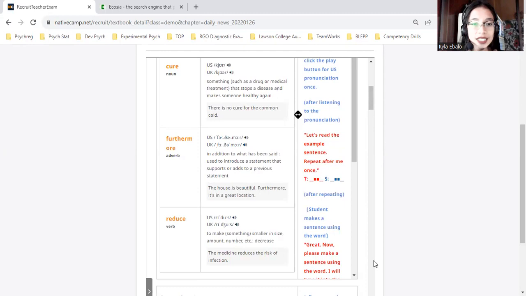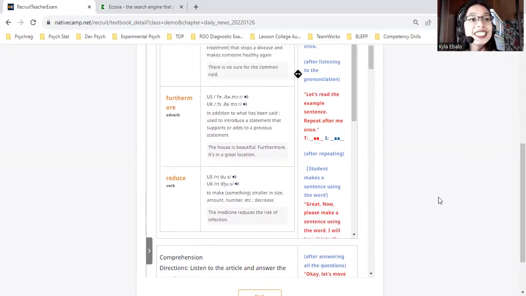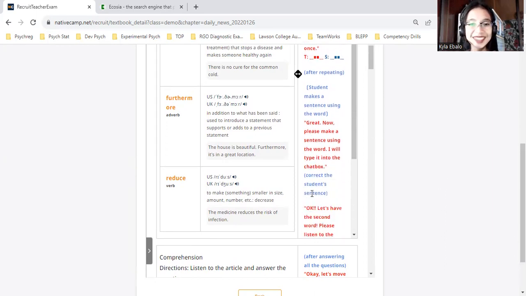For the last word, Francis, please listen to the audio. Okay, this word is a verb, and it is to make something smaller in size, amount, number, etc. And a synonym of the word reduce is decrease. Let's have the example sentence, Francis. Repeat after me once. The medicine reduces the risk of infection. Great. Now, let's make a sentence using this word. I will type it into the chat box. All right.